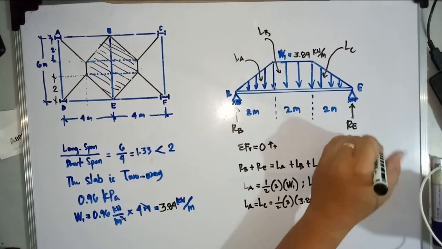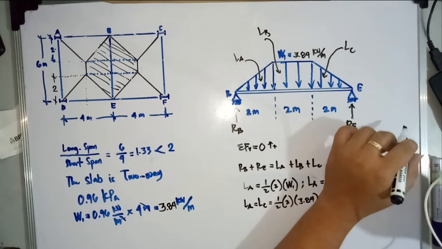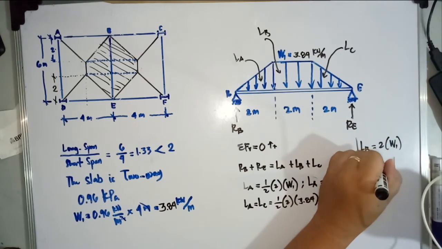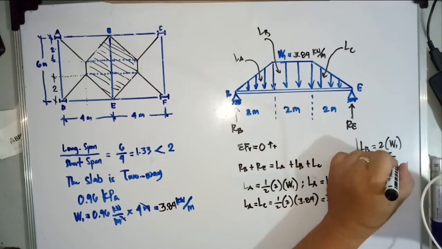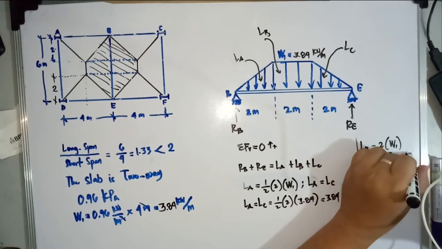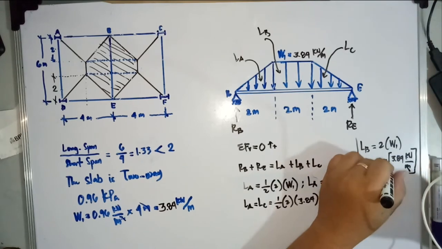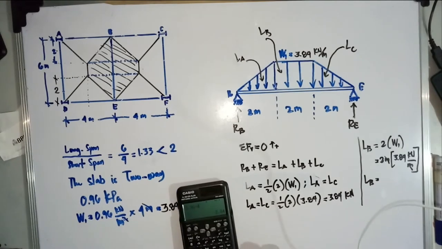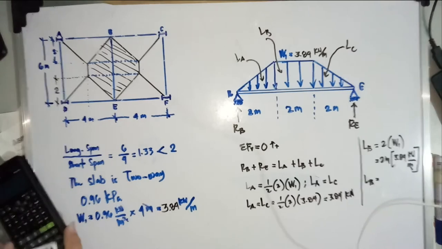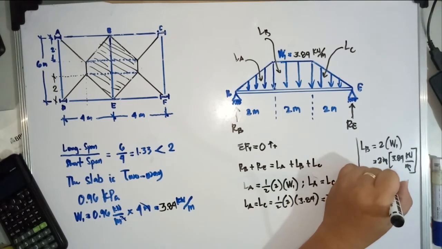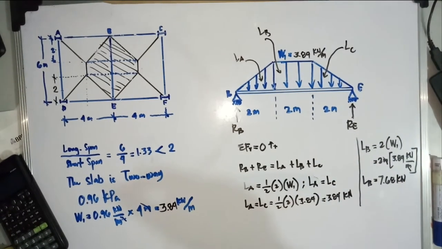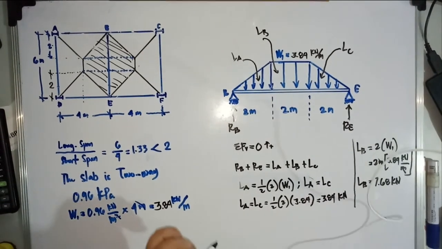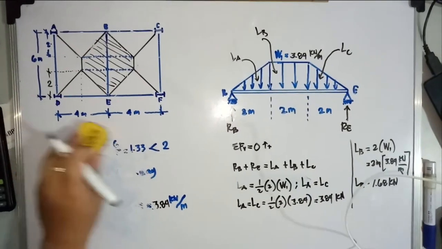Then to get L sub B, it is rectangular, so it is just the area. L sub B is equal to 2 times W1, where 2 meters by 3.84 kN per meter. The meters cancel. The load at span B is 3.84 times 2, 7.68. Okay. There are easier ways to do this, but we will stay with the basics so that we do not take shortcuts. So we will get this part.